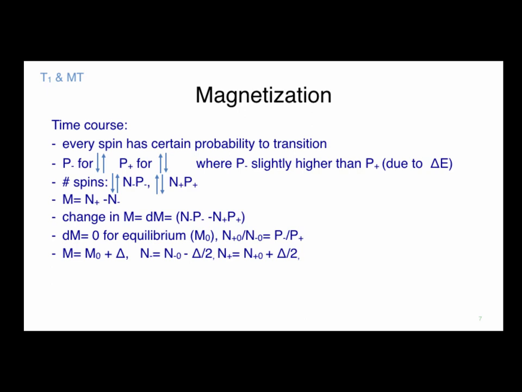So the magnetization is not equal to this equilibrium value, but it has some kind of, let's see if I can get a cursor. Yeah, there we go.